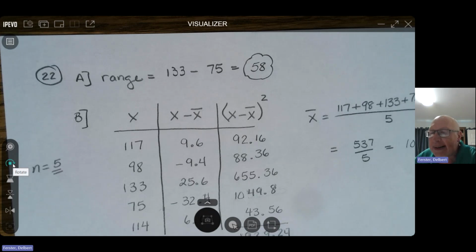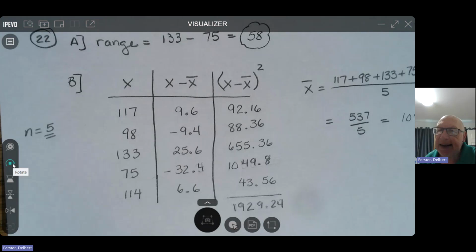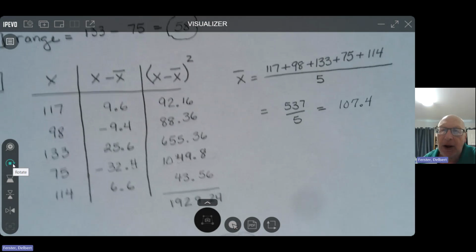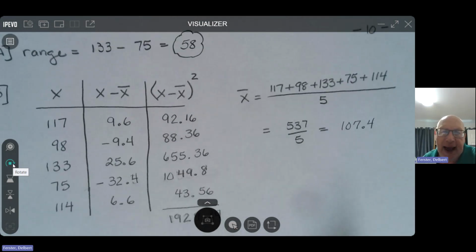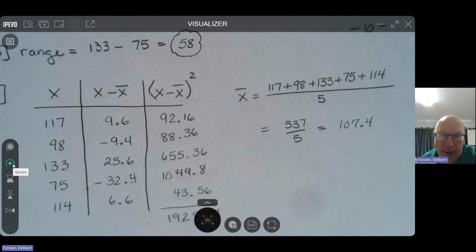All right, we are going to calculate variance and standard deviation by formula. And so I decided that I was going to go ahead and create a chart. First thing you're going to need is to calculate the mean, because that's important for your second and third columns here. So over here on the right-hand side, you can see that I'm going to find the mean of my data stack. So I'm going to add 117, 98, 133, 75, and 114. Divide by 5 because there were 5 data points. So the mean becomes 107.4.